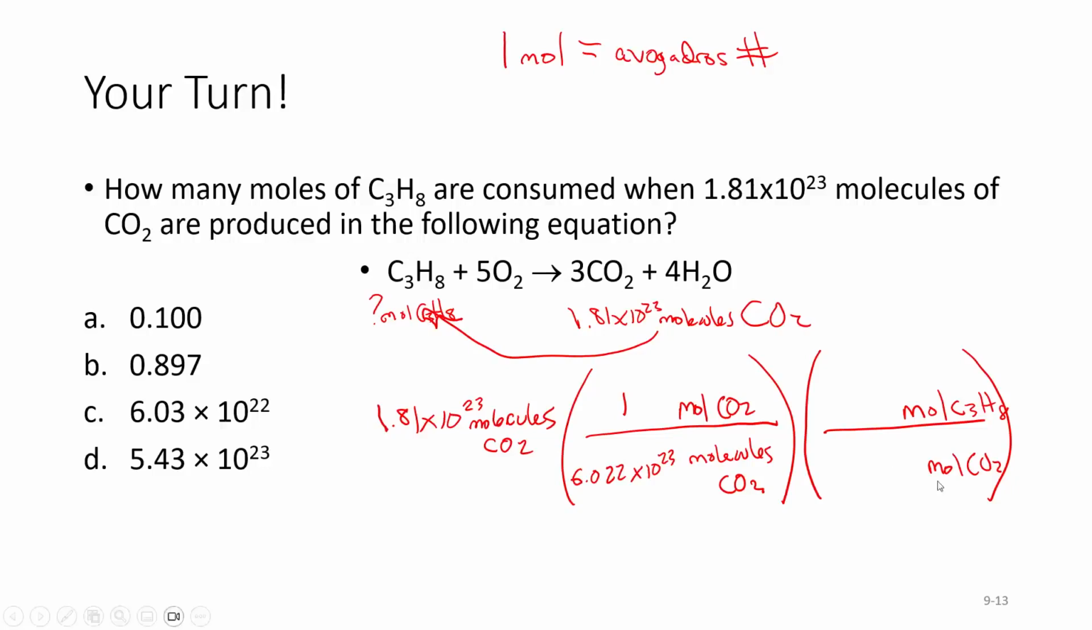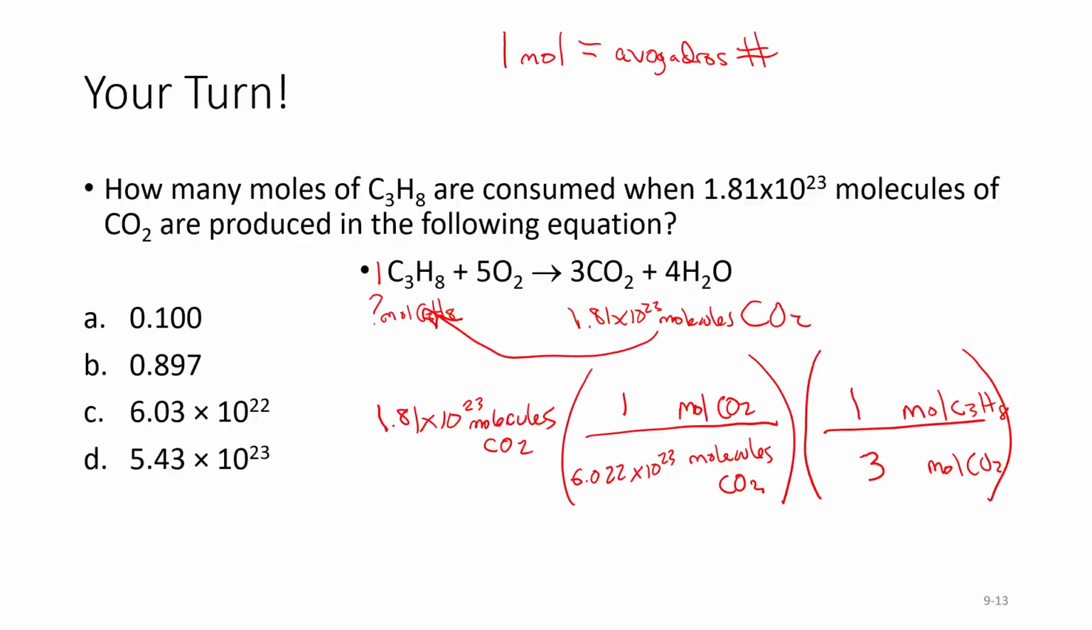So what number is in front of CO2? 3. What number is in front of C3H8? Well, there's no number, but we're imagining that there's a number 1 there. Otherwise, we wouldn't list it. So there has to be at least 1. So what we do is we multiply across the top and then divide away the entire bottom.